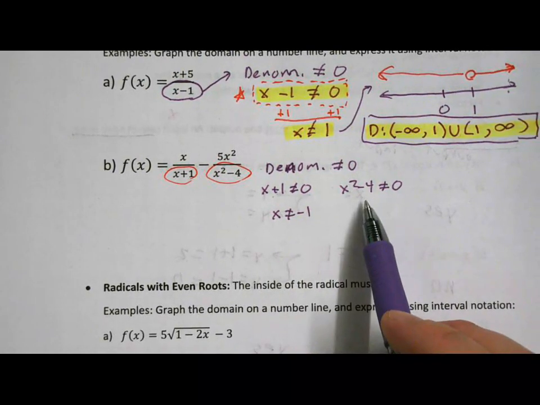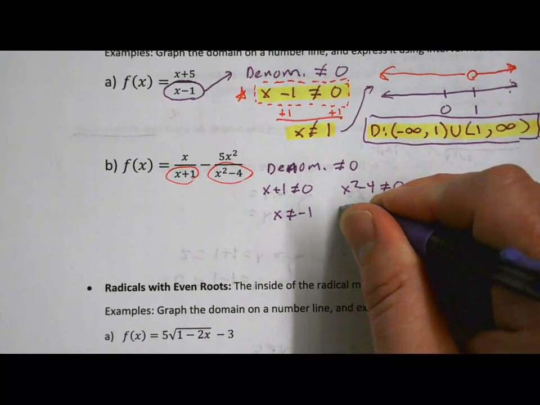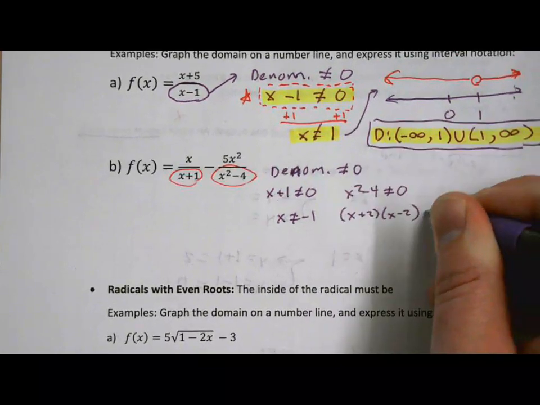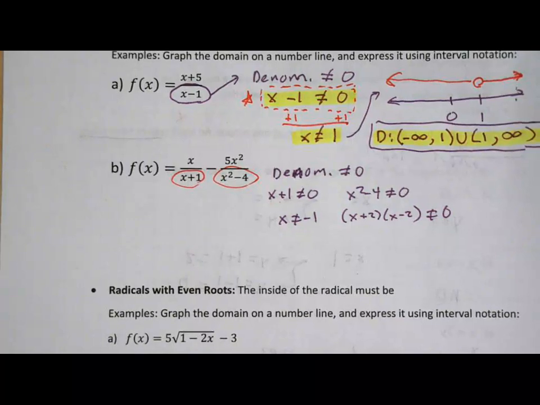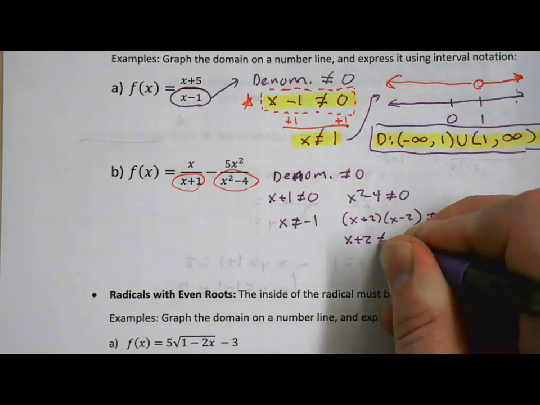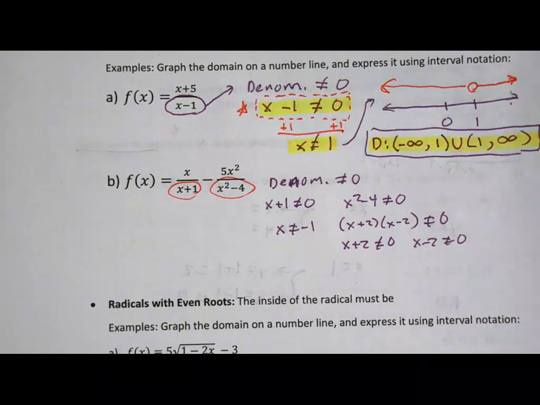x squared minus 4, how do we solve that? Factor it. x plus 2, x minus 2. Use your zero product property. Split it up into 2 equations. And then solve those.